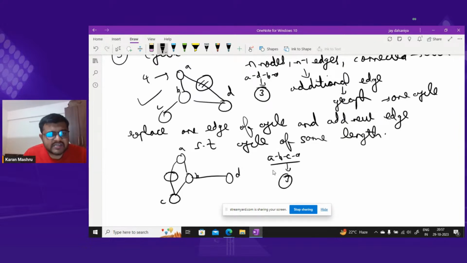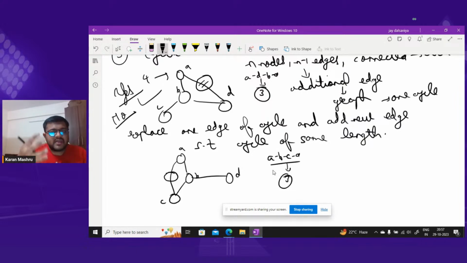So for this graph, I was able to remove one edge from the cycle and add a new edge such that I got a new cycle of the same length. So in this case, I will return yes. If I was not able to do so, I would return no.